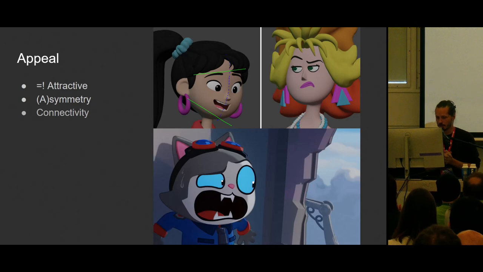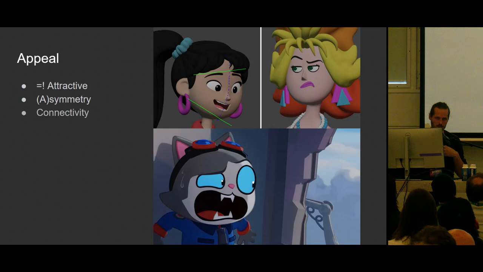So let's talk a bit about appeal. Appealing is not attractive. It's more about readability, about creating a more dynamic pose. So you can even have an ugly character but still be appealing. It's really about conveying that character in that moment and trying to pose it in a way that it feels believable, but also communicates the right thing. So it's more like aligning with the character itself.